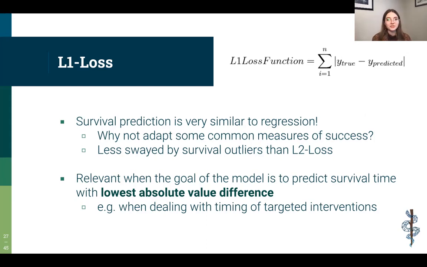So you would want to use L1 loss when the goal of the model is to predict survival time with the lowest absolute value difference. So if you're dealing with sensitive timing of targeted interventions, and you care less about the ranking between patients, but you care more about getting the timing as precise as possible, then L1 loss is what you would maybe want to be considering when figuring out which model is performing best.